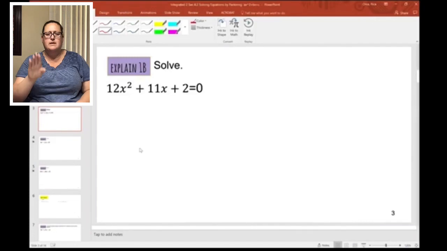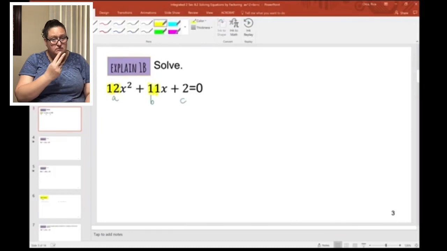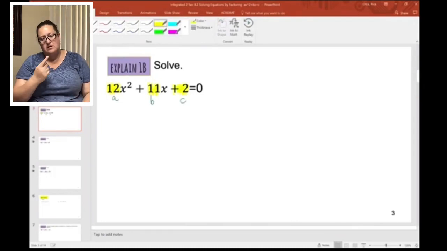So once again, I'm going to use the bottoms up method, or you can call it the X method. And I know to use this method because if you look at the left-hand side of the equation, we have a trinomial. So step number 1, let's identify A, B, and C. A is 12, B is 11, and C is positive 2.